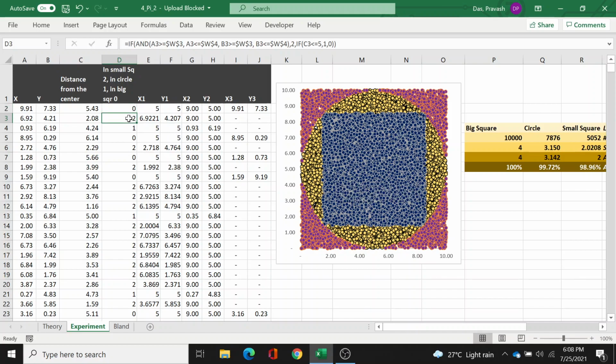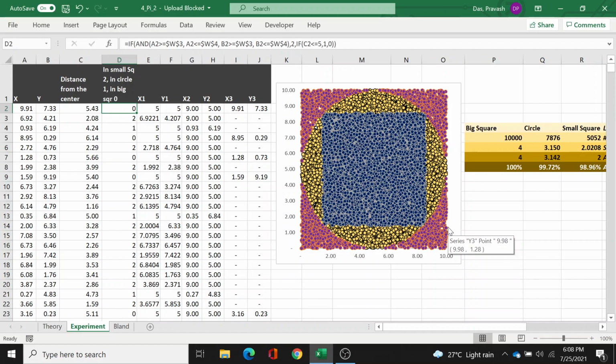we give it a value 2, right? Similarly, if it doesn't belong to the smaller square inside but it belongs to the circle, that is, it's outside the inner square but inside the circle, then we give it a value 1. Similarly, if a point is outside the circle but inside the larger square, we give it a value 0. So there are 3 values, 0, 1, 2, distinguishing where the point belongs to.